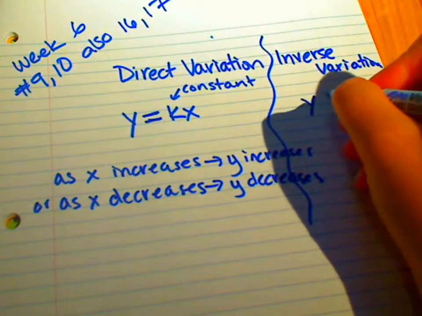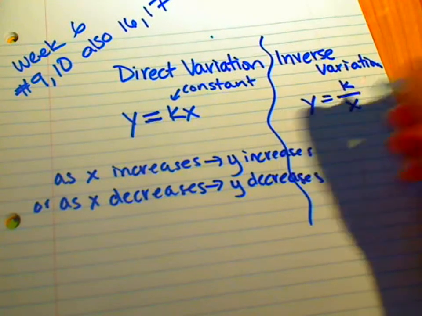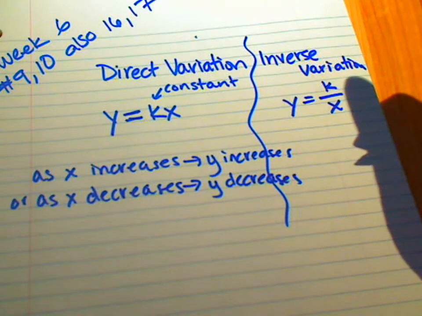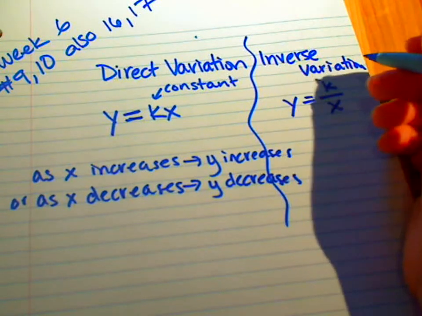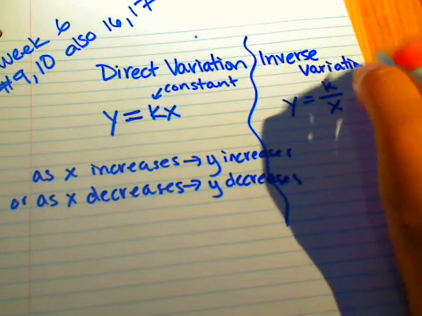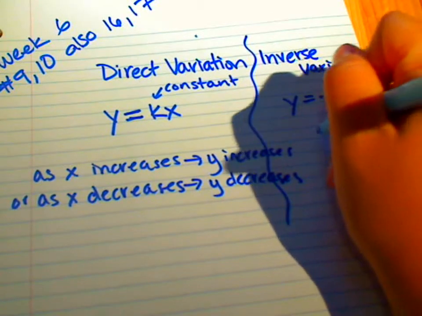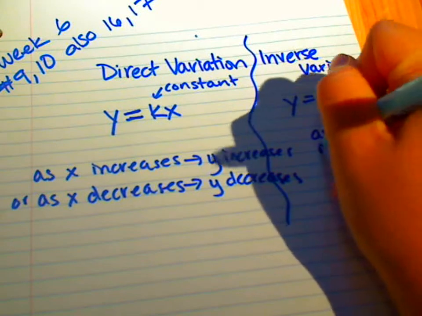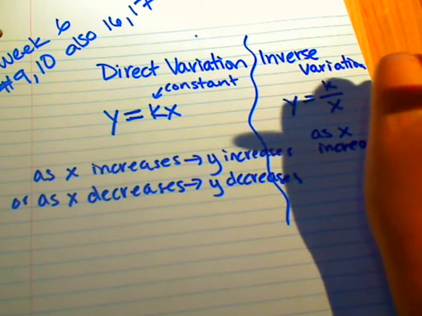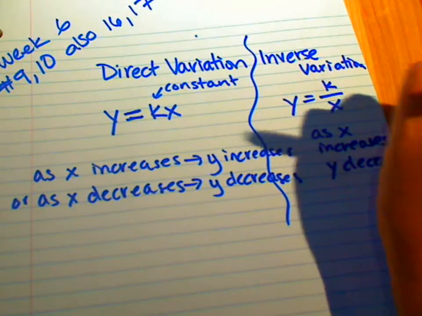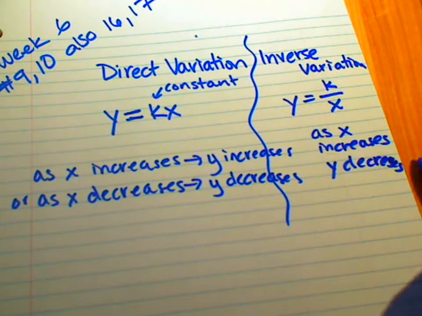Inverse is the opposite, k over x. So these two forms, this is what you're going to need, especially with numbers 16 and 17. So for inverse variation, as x increases, y decreases. So one goes up, the other goes down, and vice versa. As x decreases, y increases.